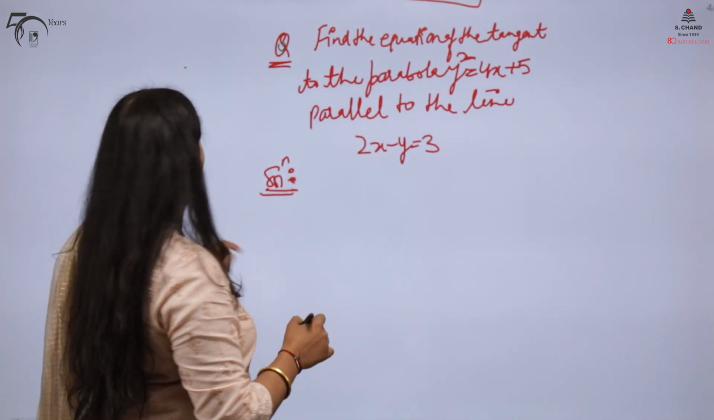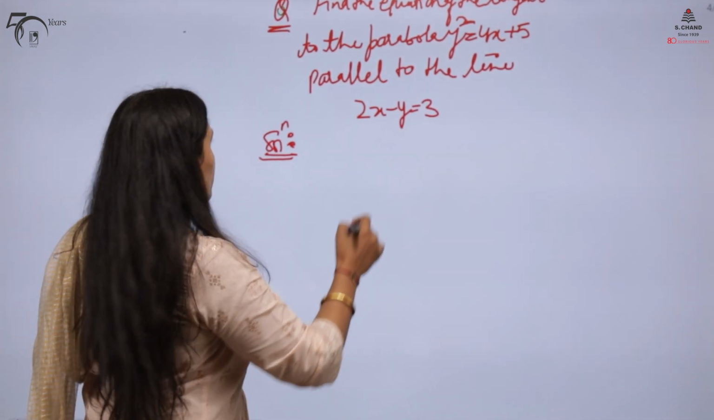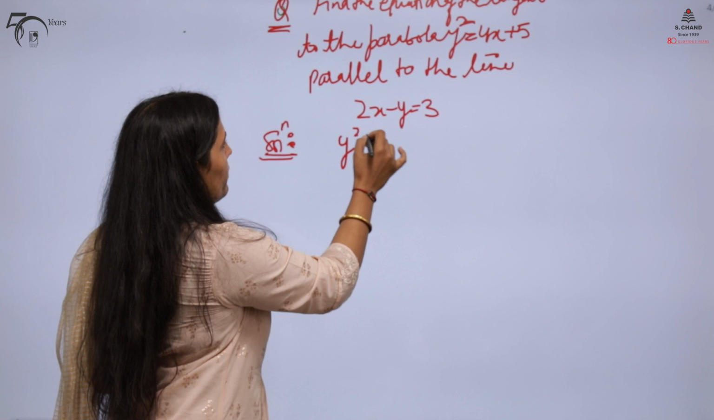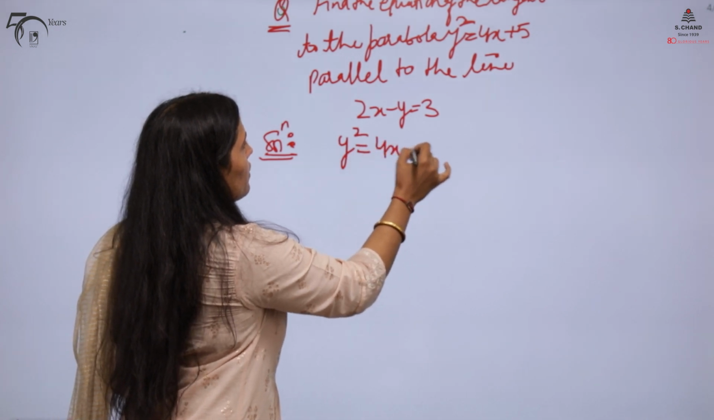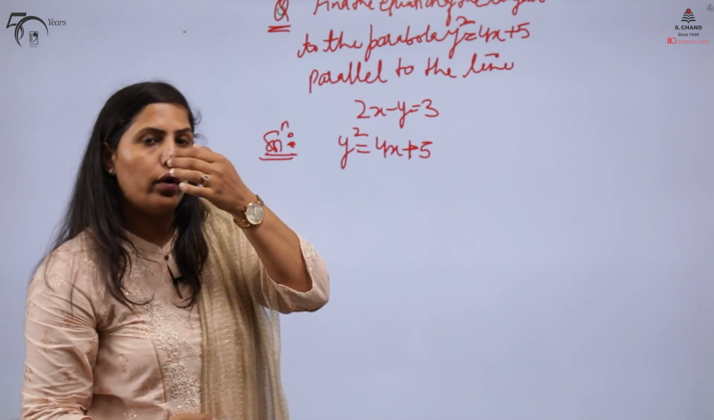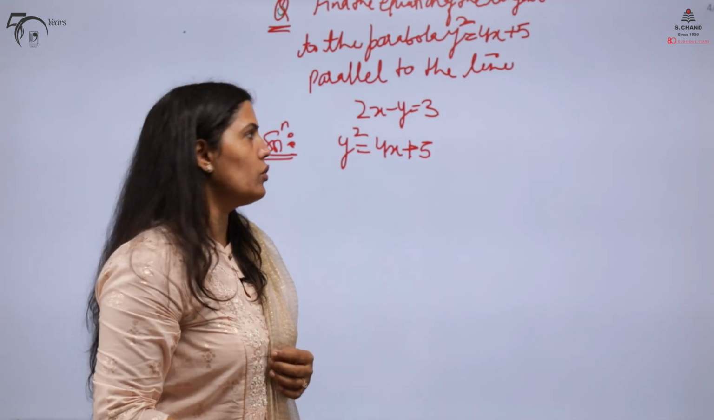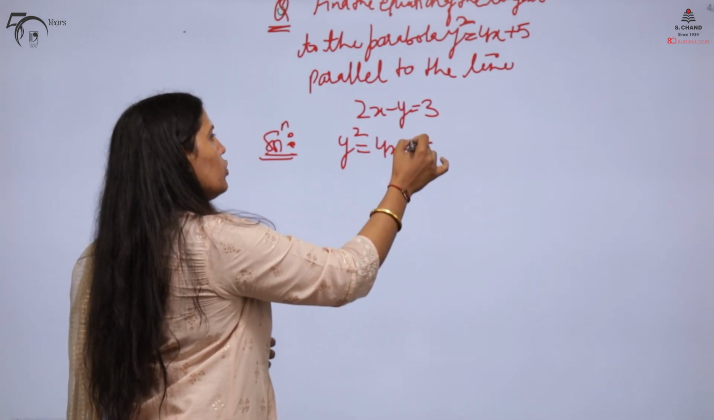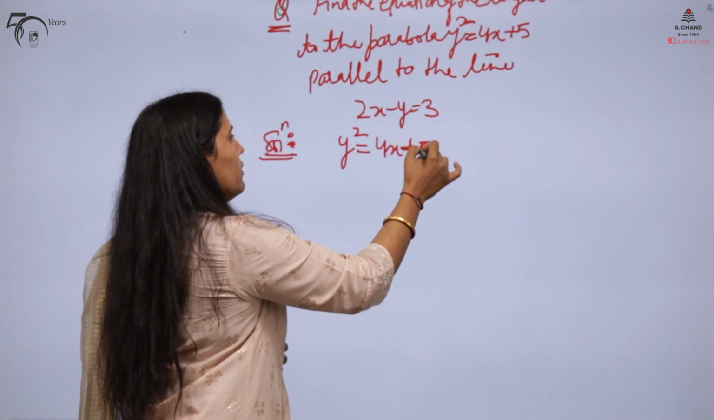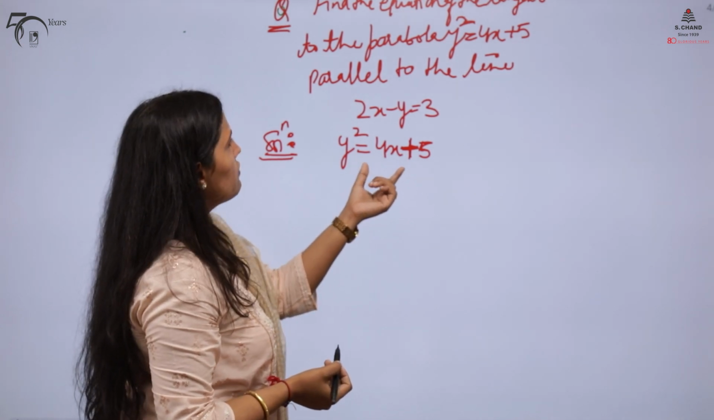So the equation of the parabola is y square equal to 4x plus 5. This is your parabola equation. If you have issues knowing what curve it is or how to draw it, I will be taking it up in my coming lectures on curve tracing, which you can watch to understand how to draw any curve. So this is the parabola.